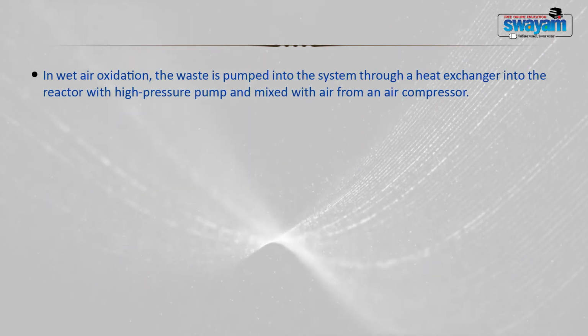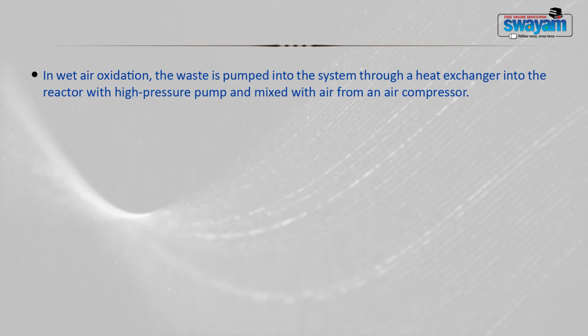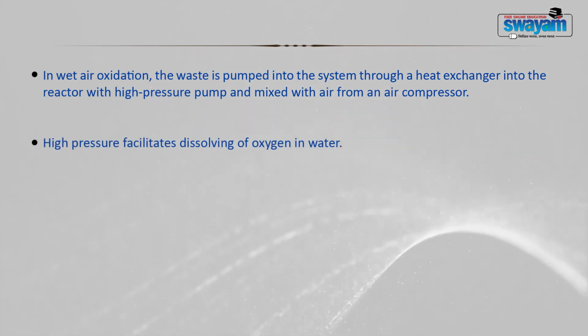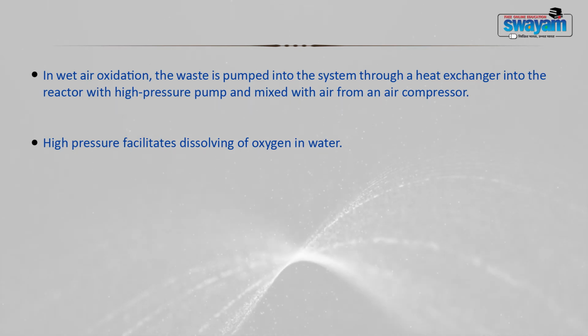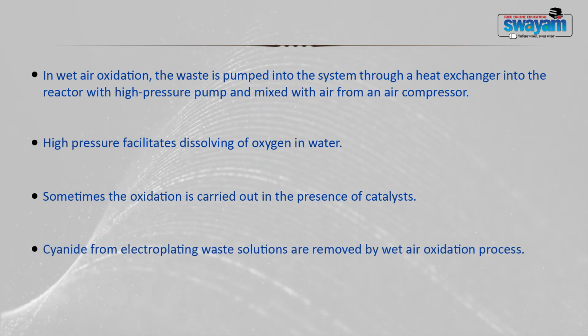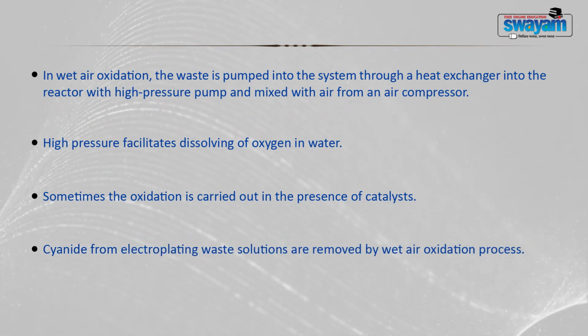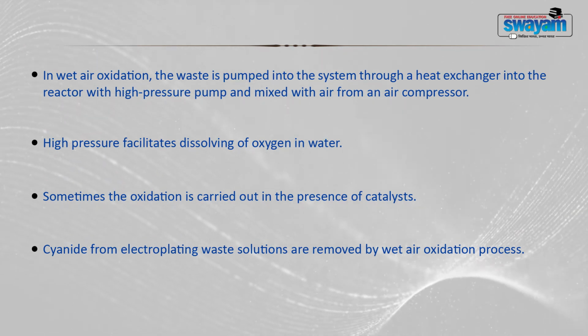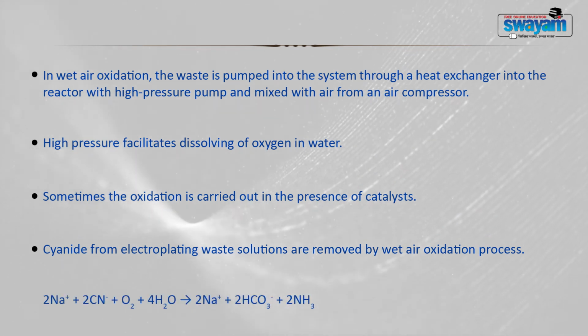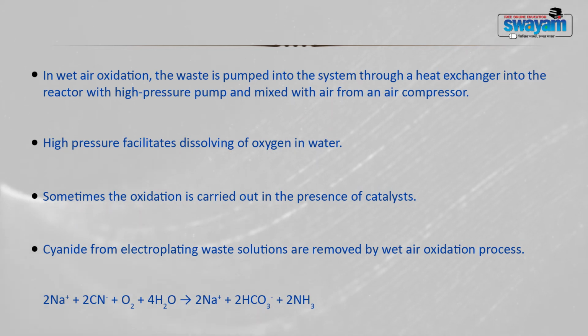Now, in wet air oxidation, the waste is pumped into the system through a heat exchanger into the reactor with a high pressure pump and will be mixed with air from an air compressor. Now, high pressure generally helps the oxygen dissolve in water. Sometimes the oxidation is carried out in the presence of certain catalysts. For example, the cyanide from electroplating waste solutions is generally removed by the wet air oxidation process. The equation is given below: 2Na+ plus 2CN- plus O2 will give you 2Na+ plus 2HCO3- plus 2NH3.